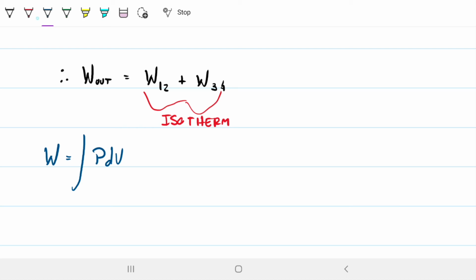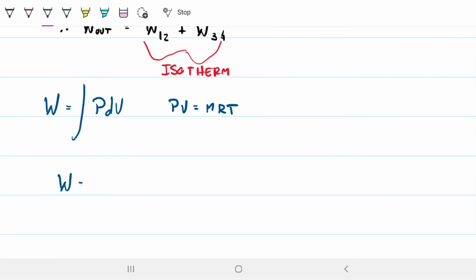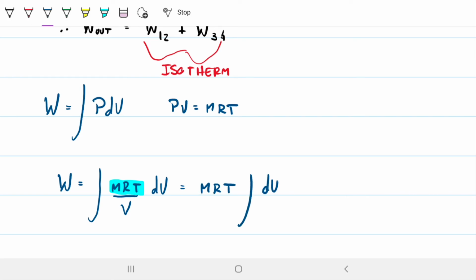And because it's an ideal gas, we also know that PV equals mRT, m or n, depending on how you're using it. So the work is going to be the integral of mRT divided by V, dV, right? And mR is a constant because the mass is not changing, and R is a constant, and the temperature, because it's an isothermal transformation, is not changing.